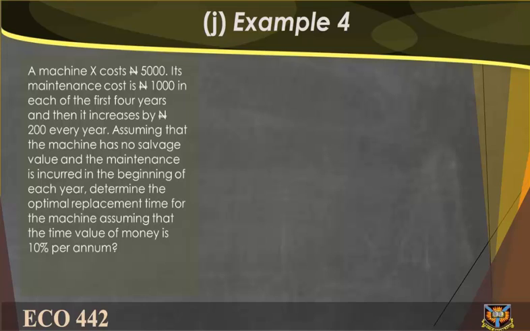Example 4. A machine X costs 5,000 naira. Its maintenance cost is 1,000 naira in each of the first 4 years, and then it increases by 200 naira every year. Assuming that the machine has no salvage value and the maintenance is incurred in the beginning of each year, determine the optimal replacement time for the machine, assuming that the time value of money is 10% per annum.